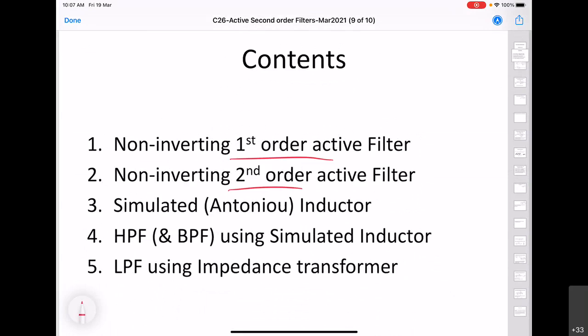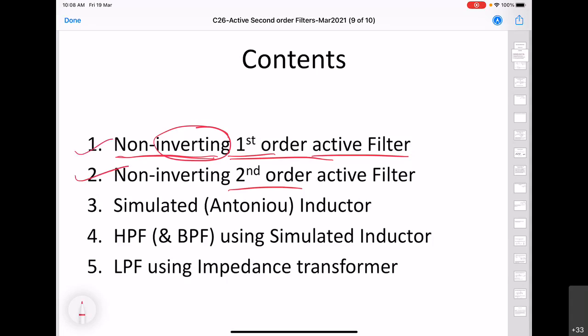filter once again. But this time we will see how to do the non-inverting implementation of the first order active filter. Recall that the active filter first order circuits that we discussed in the previous classes were for inverting mode. So we will discuss non-inverting first order active filter, then we will go on to discuss second order active filter.